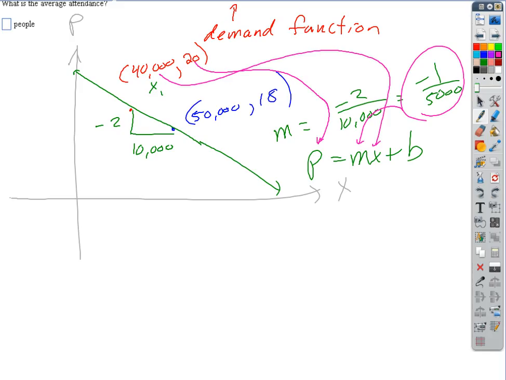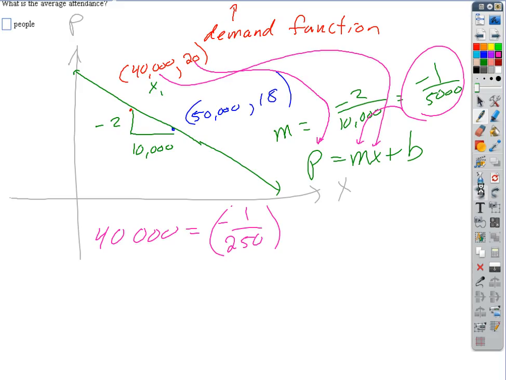So if I put those in, I get 40,000 equals negative 1/5,000th times 20. Why is the 40,000 on the left? Yeah, you have that backwards. Oh, I got it backwards. Whoops, I'm sorry. Yeah, you're right. Good thing you guys are paying attention.